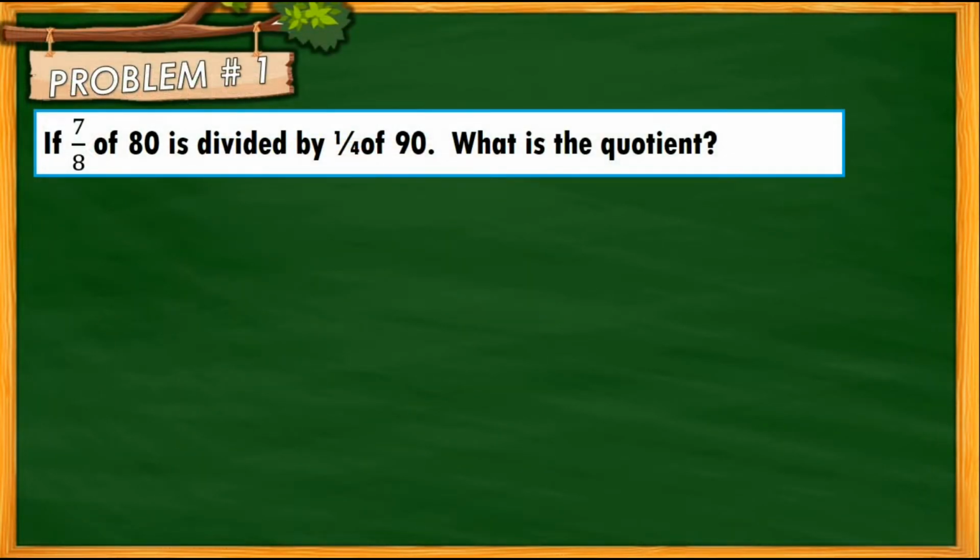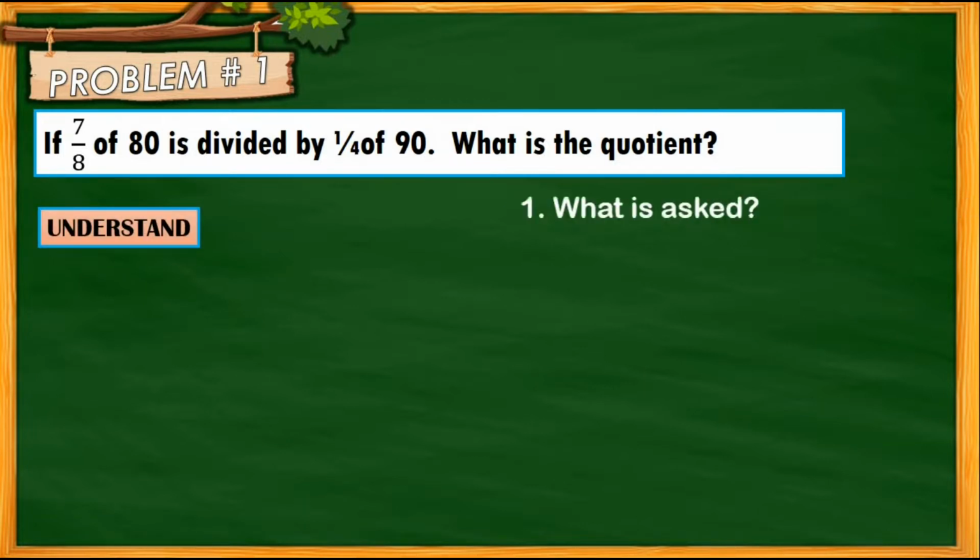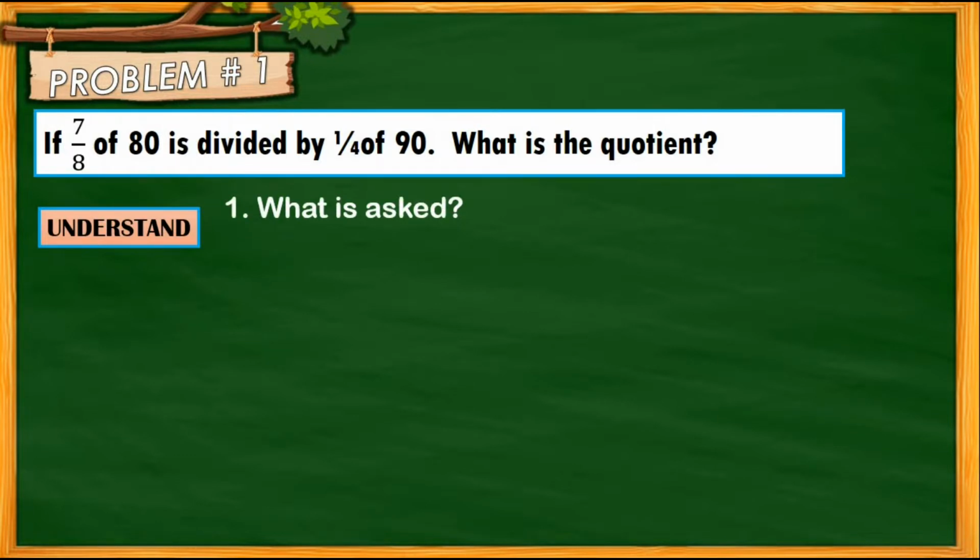So let's proceed to problem number 1. If 7/8 of 80 is divided by 1/4 of 90, what is the quotient? This problem is a multiple operation. Let's understand what is asked in the problem. What would be the quotient? And then, what are the given? The given are 7/8 of 80 and 1/4 of 90.